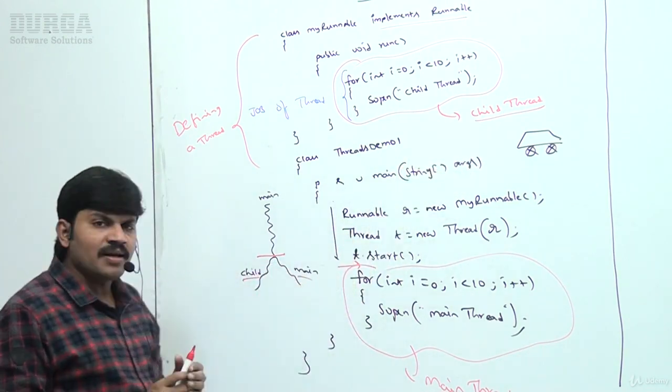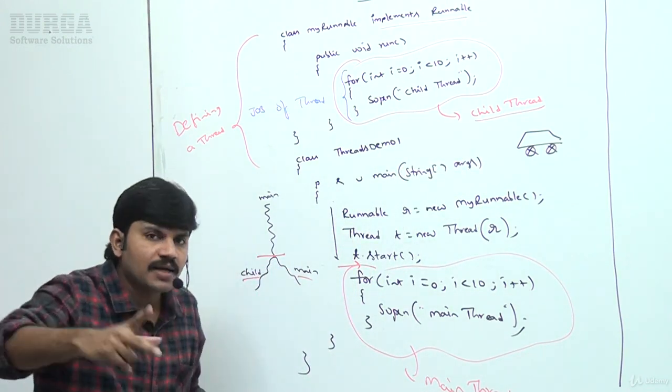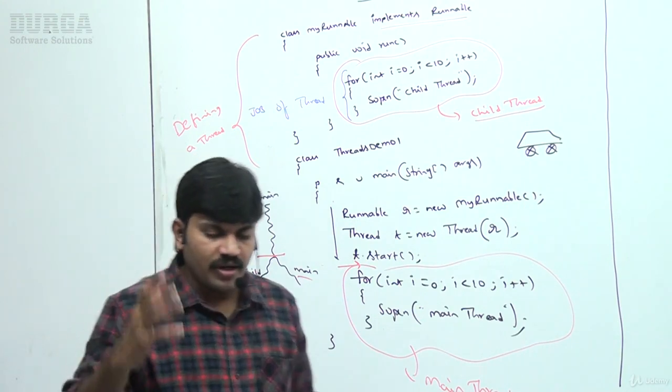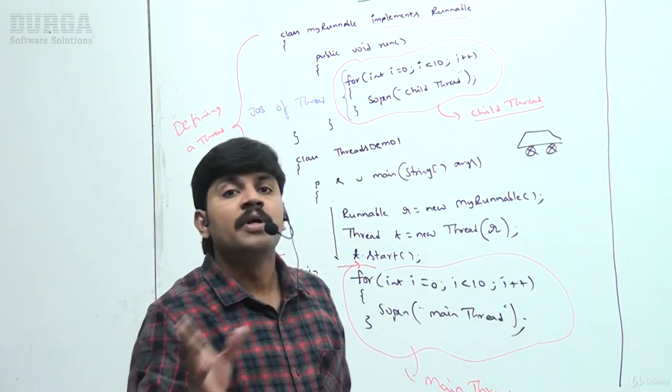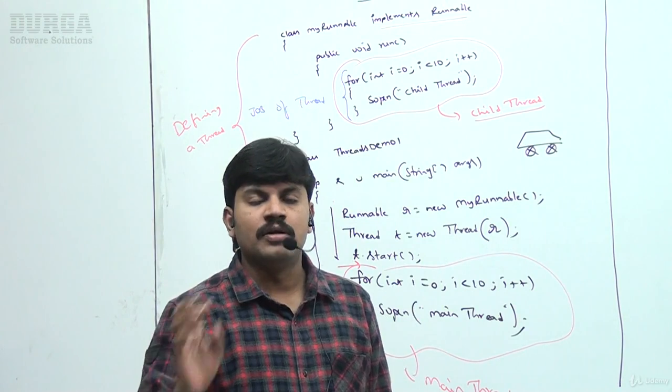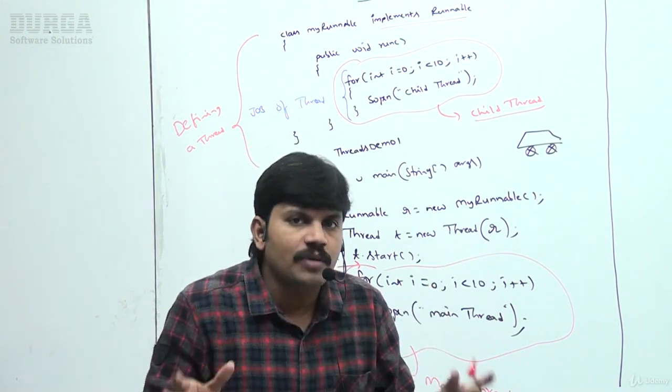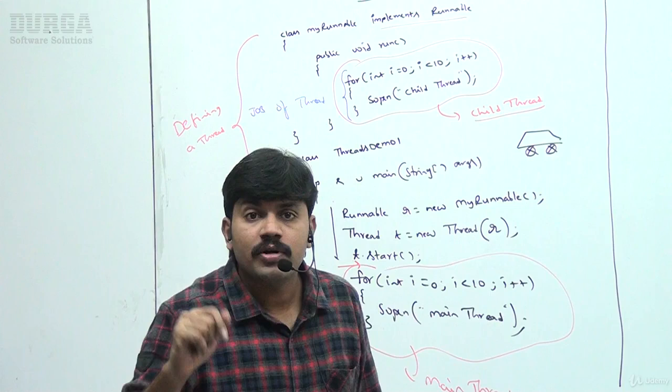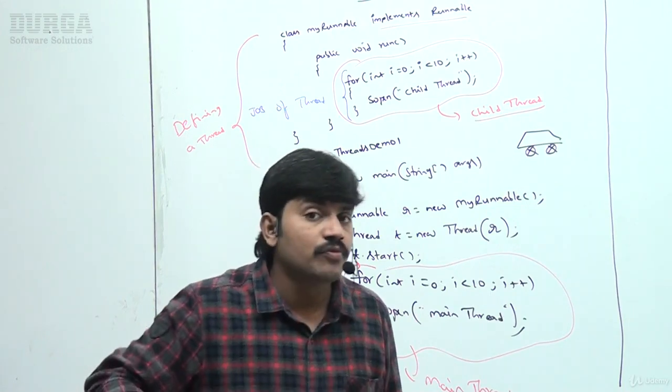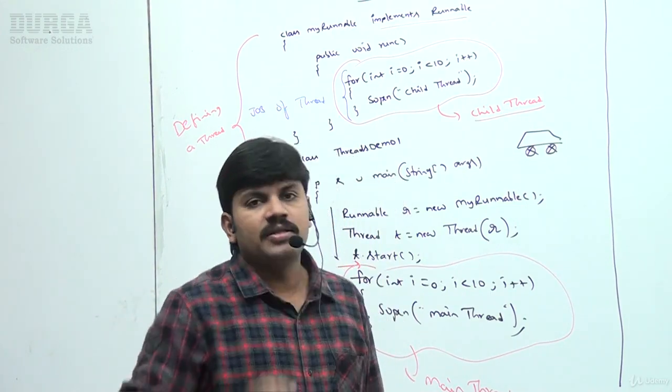How many threads are there? Two threads. In which order these two threads are going to execute, we can't expect. It varies from system to system, run to run. But at the end, both the jobs should be completed. That's what is important in multi-threading, but in which order they executed is not important.